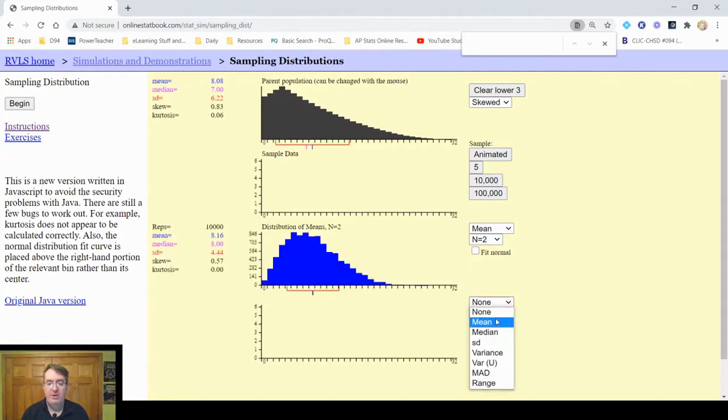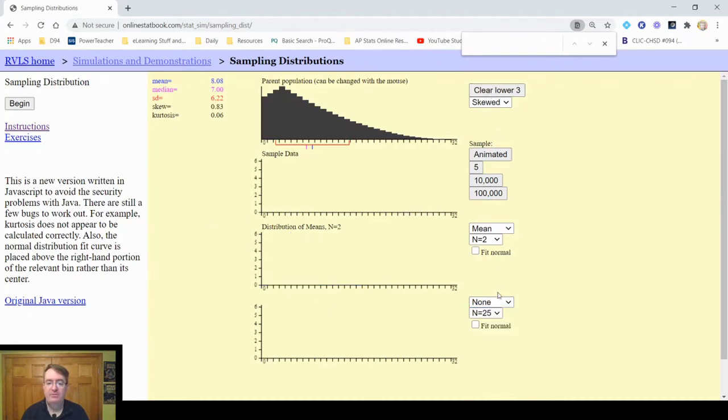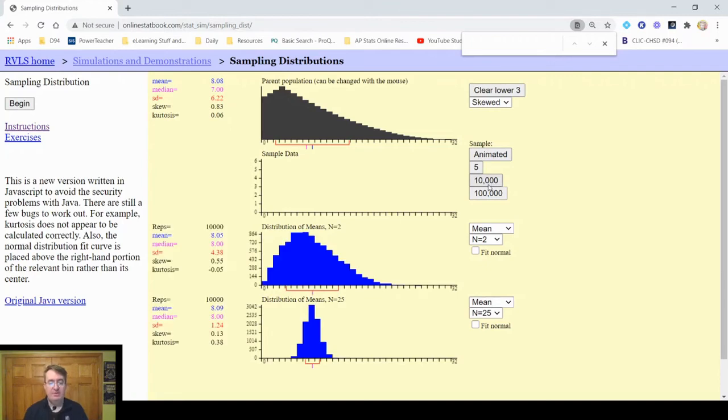I forgot to hit the mean here, so we're going to clear that. So we're going to get sample sizes of 2 here and 25 here. If I hit 10,000, now look what happens. How would you describe the distribution of means where n is equal to 2? And how would you describe the distribution of means when the sample size is 25? That's what I want you to go through and write down in here.